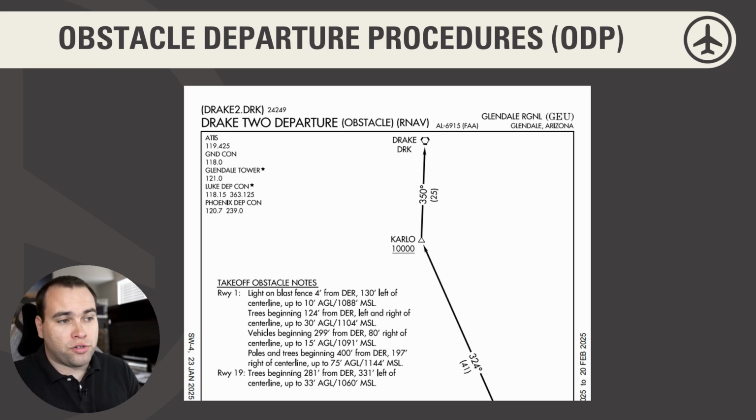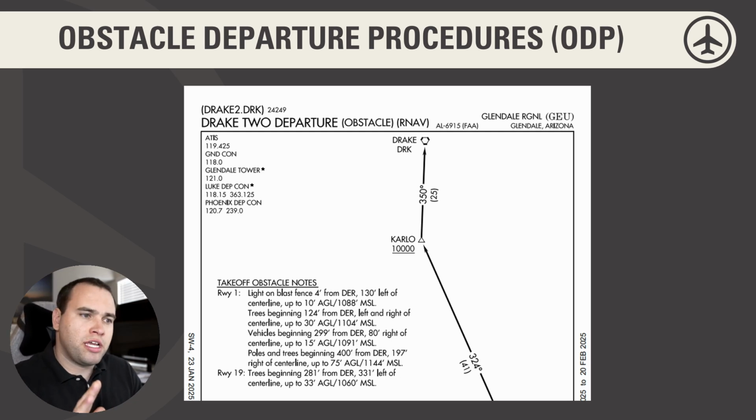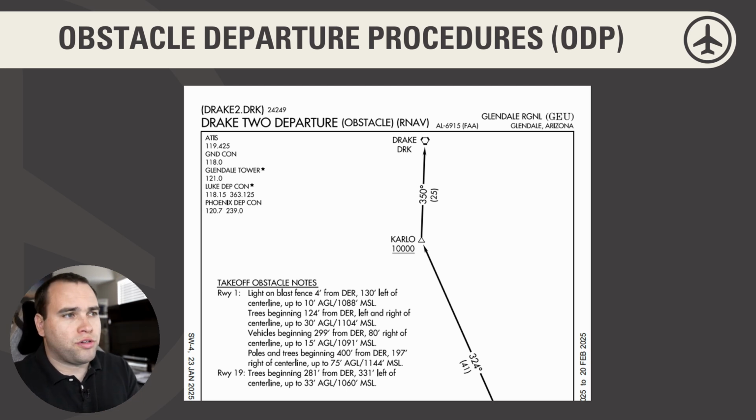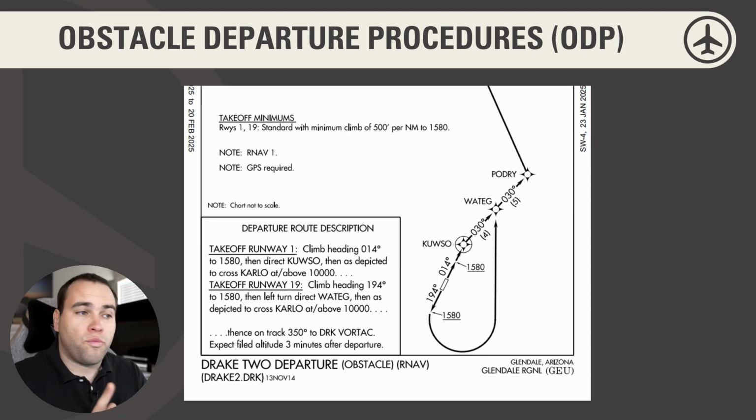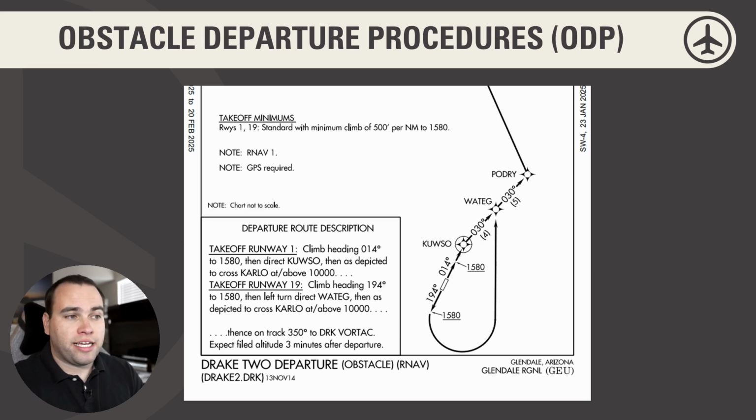Runway 19 says trees beginning 281 feet from the departure end of the runway, 331 feet left of the center line, and up to 33 feet AGL, or 1,060 feet MSL. So just some good situational awareness for us. We can also get our ATIS frequency, our ground control frequency, all our frequencies up there in the top left of this, which is super nice. But if we move on down to the bottom, we have our route description that tells us what we need to do. So down there in the departure route description box, we can see takeoff runway 19.